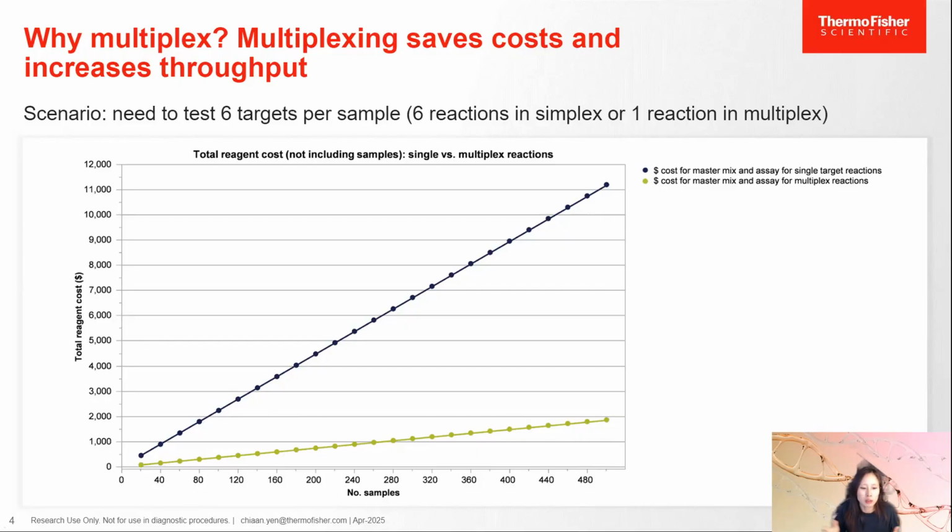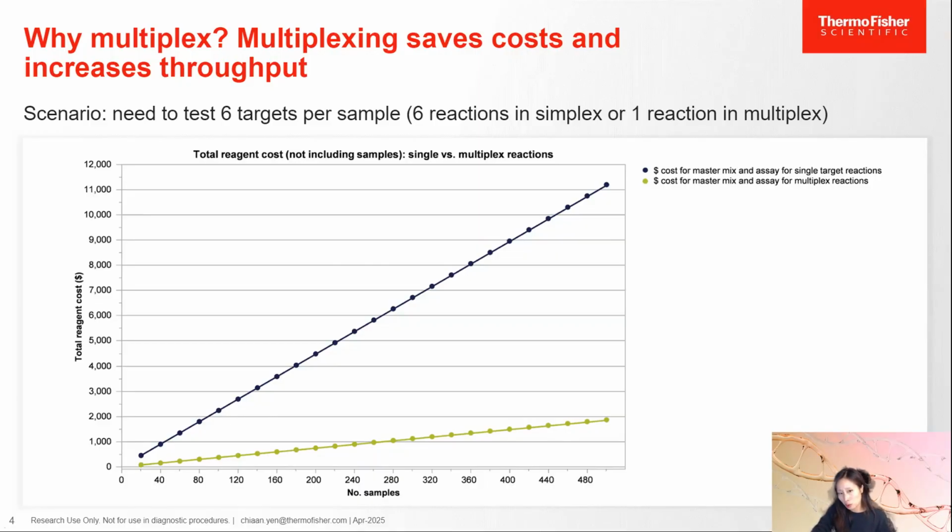So in a normal single target reaction, you would have to run 6 different reactions in 6 different wells, each for the individual target. And if you use multiplexing up to 6-plex in this scenario, you're able to run all of that in one well. So instead of 6 wells per sample, you're using 1 well per sample.